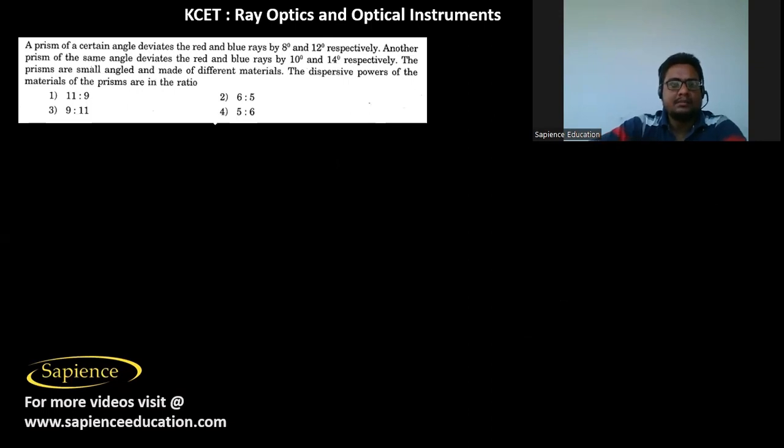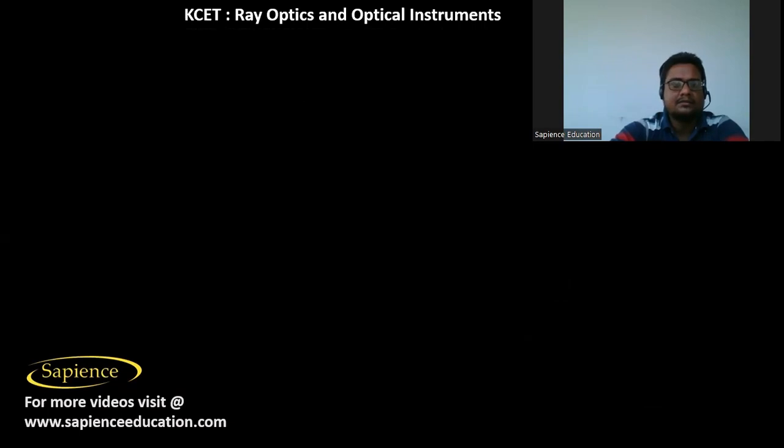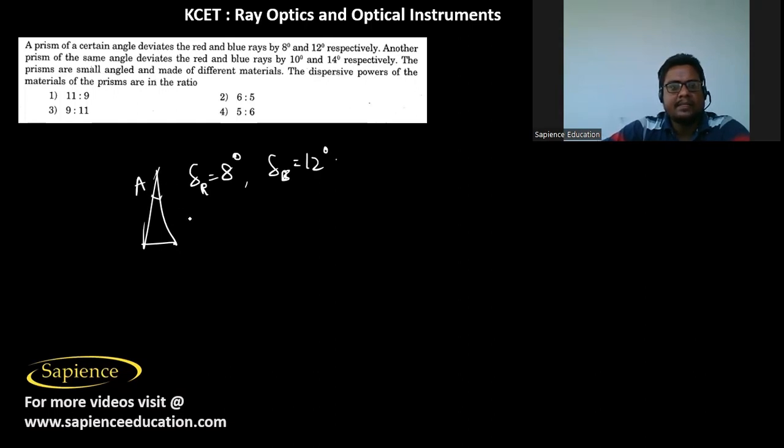Here it is told that a prism of a certain angle deviates the red and blue rays by 8 degrees and 12 degrees respectively. Another prism of the same angle deviates the red and blue rays differently. The angle of deviation for red is 8 degrees, and for blue it is 12 degrees. Here the angle of the prism is A.